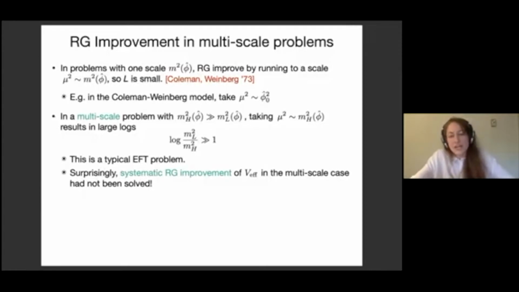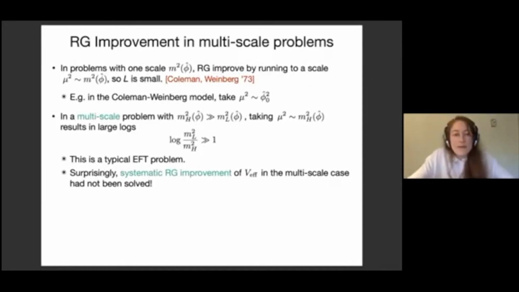Of course, in a generic situation, I have multiple scales, and in particular, if I have some multi-scale problem where I have multiple disparate mass scales in some hierarchy where one is much larger than the other, so I have some heavy scale that's much larger than some light scale. Then if I take the RG scale, if I want to run to either the heavy scale or the light scale, either way, I'm going to have large logs that go like log of the light scale over the heavy scale. And so this is a generic problem, and it's the typical setup for an EFT problem.